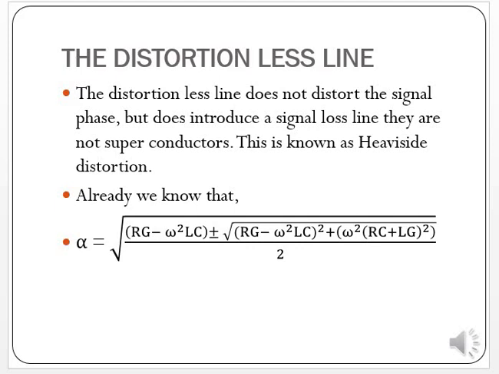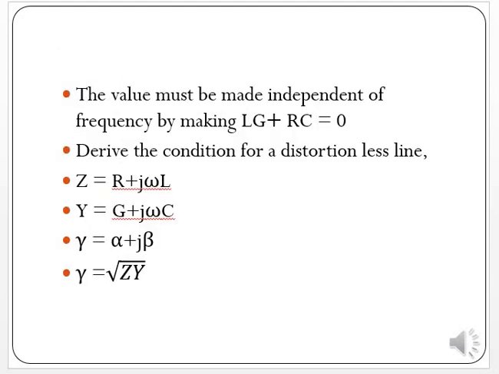So alpha is equal to the square root of (RG minus omega square LC plus the square root of (RG minus omega square LC) the whole square plus omega square (RC plus LG) the whole square) by 2. The value must be made independent of frequency by making LG plus RC equal to 0.